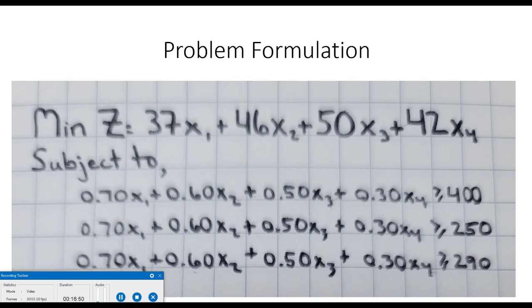So for the first one, we have all of these, and we have to be at 400 for Armco. The next one, for Best, we have to be at 250. And we're adding these fractions together because that will give us 100% pure ore when it's extracted to the level that it's required, 400, 250, and 290. So once we do this, we can enter all of this information into our QM and Excel programs to determine the correct answer. So let's go to QM first.